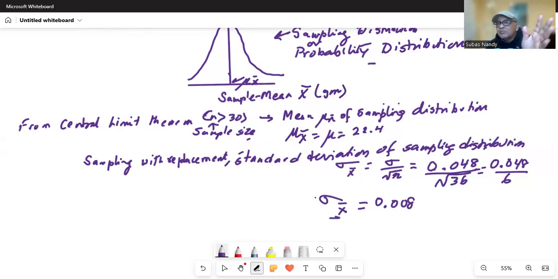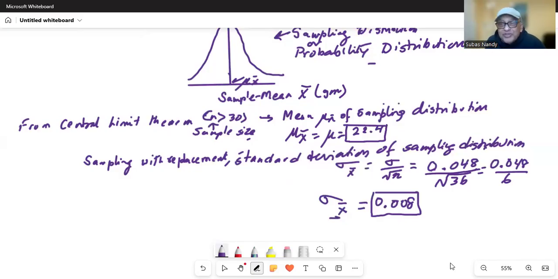Again, I explained to you what is replacement. That is, every ball you withdraw from the population, after doing the measurement of its weight, you bring it back to the population. So this is the answer for the standard deviation of the sampling distribution, which is 0.008. Okay, and the mean of the sampling distribution is the mean of the population, which is 22.4 grams.